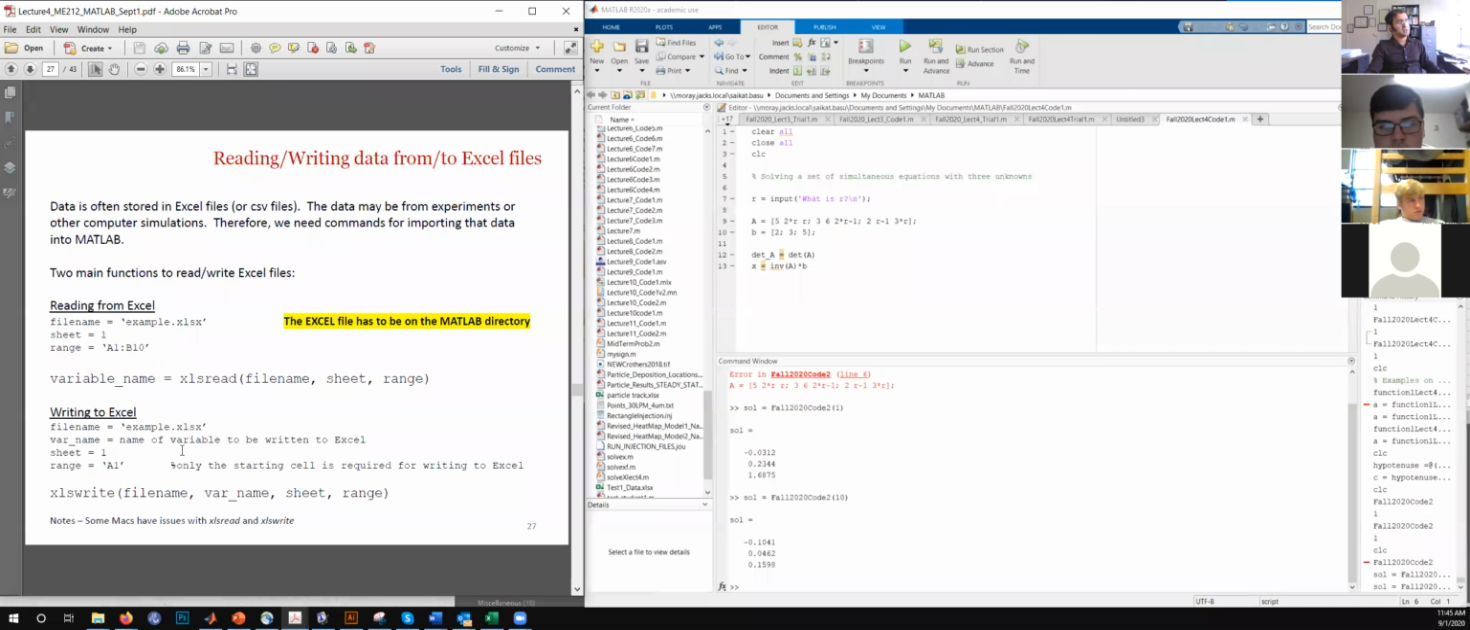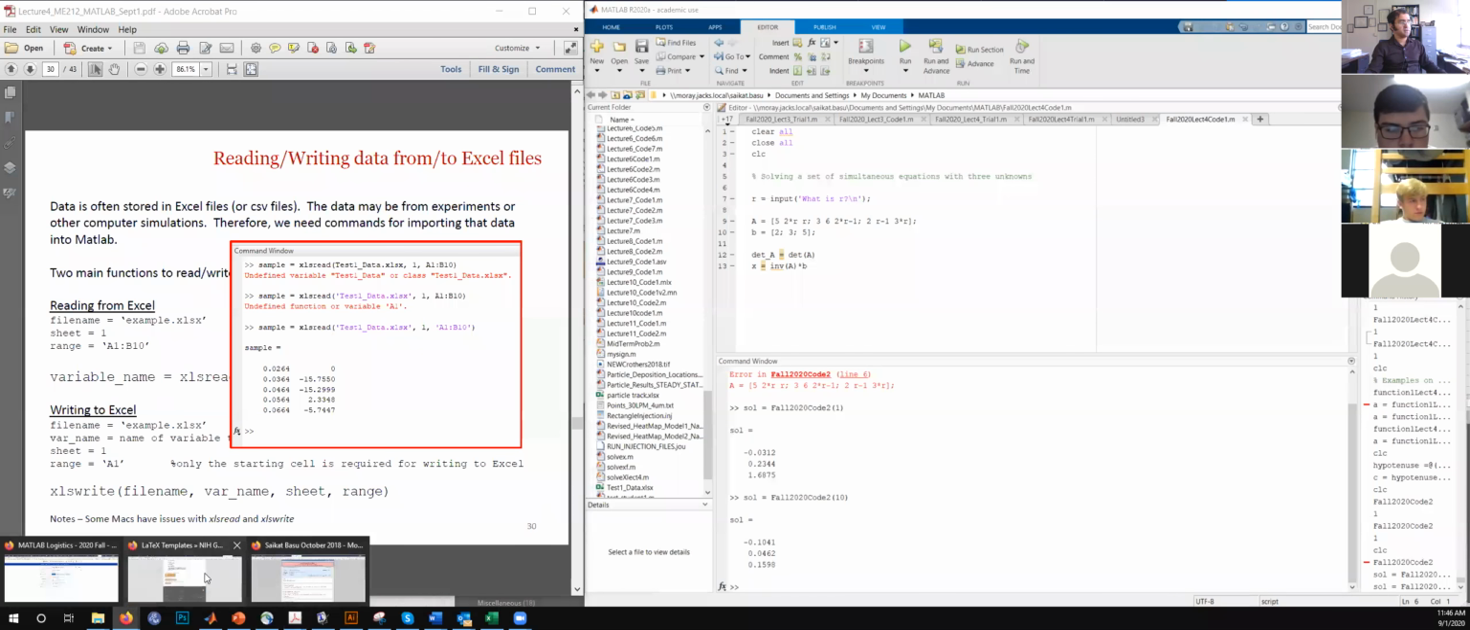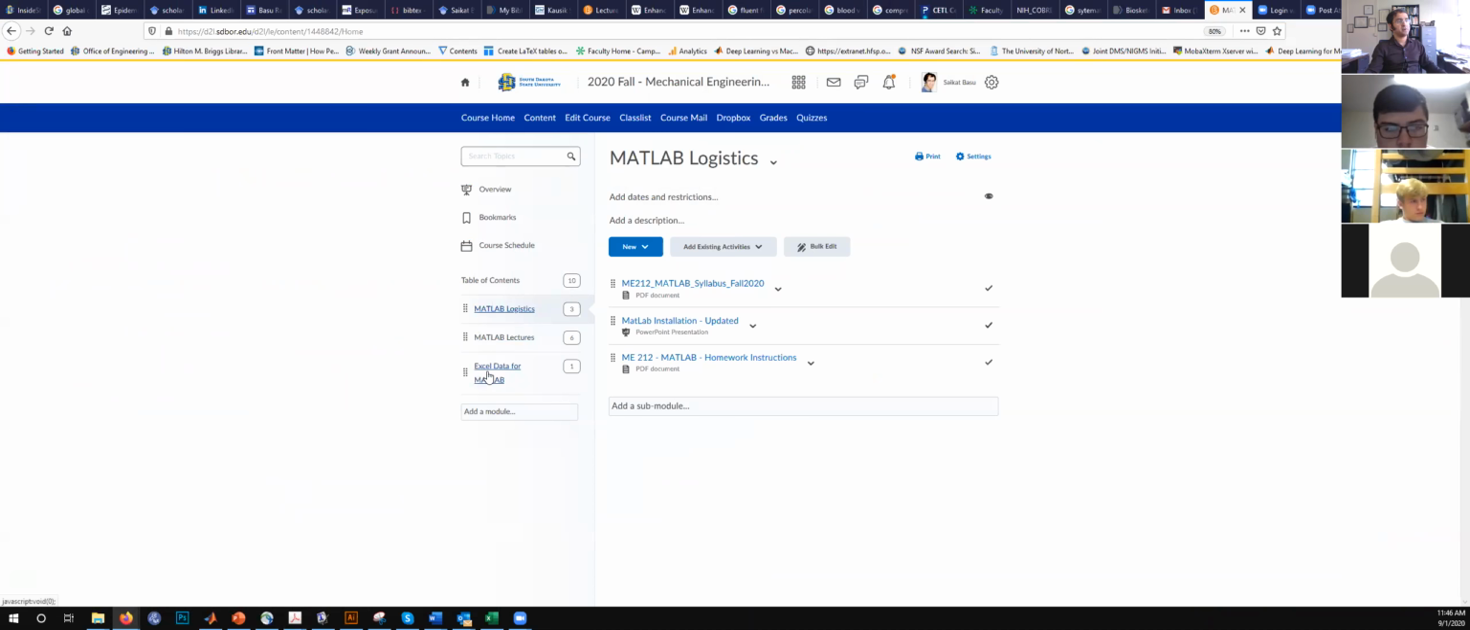These are some syntaxes that I already have over here, and you can just copy paste them into your MATLAB. So this is how you read an Excel file. This particular example is a screenshot from my MATLAB. It shows you how you read an Excel file. You'll find this test1 data file on your D2L. If you go to D2L, to Excel data for MATLAB, I've already saved this file.